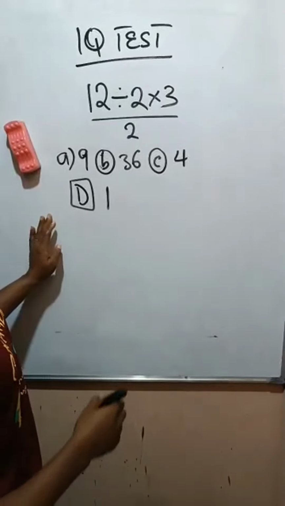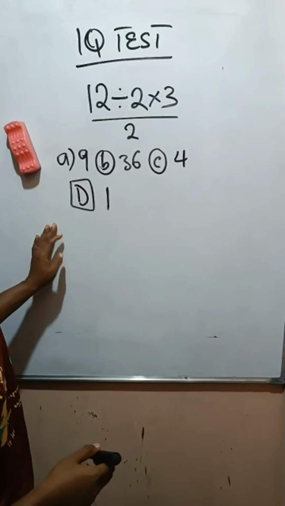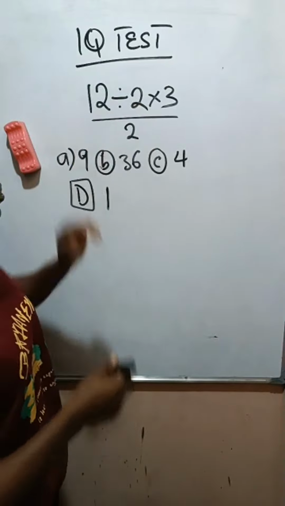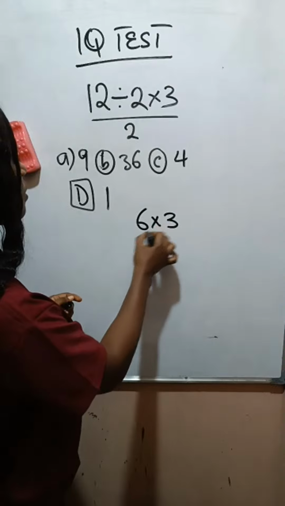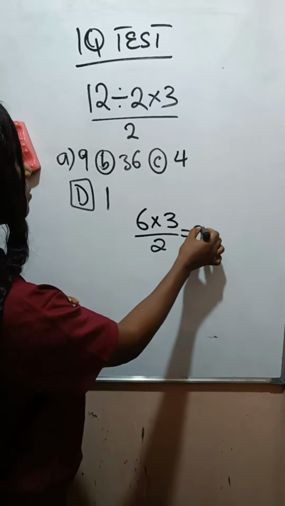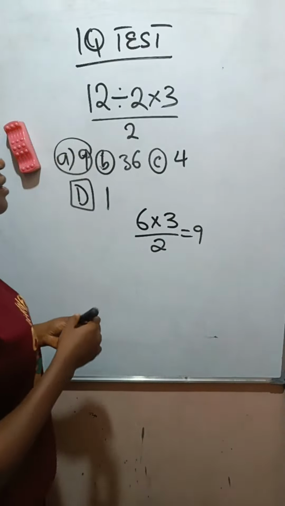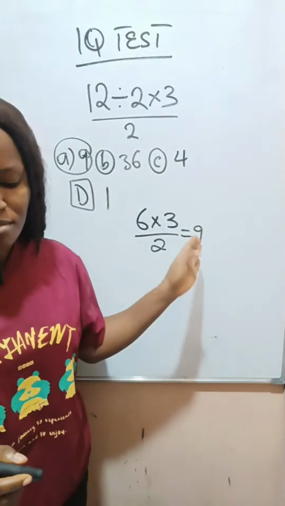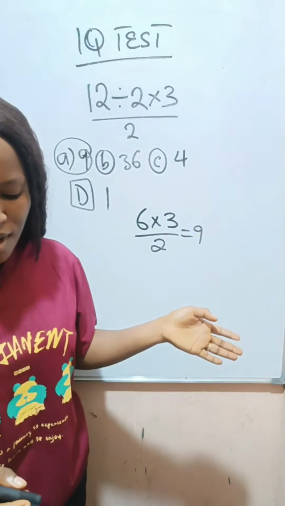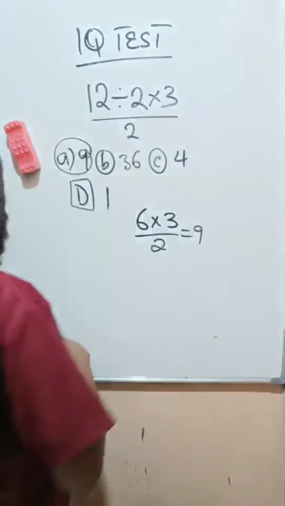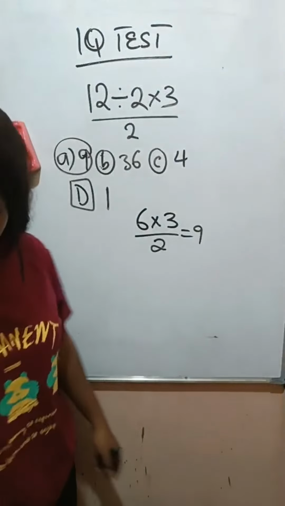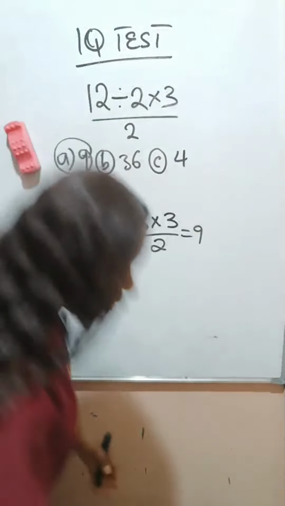Okay, so we have 12 divided by 2 will give us 6. And 6 times 3 divided by 2 is 9. So that is the answer. I think this is very, very easy. All right. Now, let's solve another one. Another question.